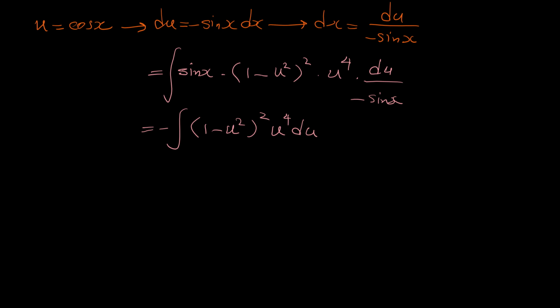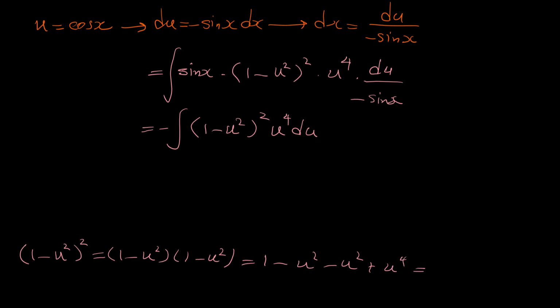For finding this integral, first we have to raise the bracket to the power of 2. We have to open this bracket. 1 minus u squared to the 2 is 1 minus u squared times 1 minus u squared. If you know the identity for raising to the 2, you can use that identity. But if you don't know it, simply multiply the brackets by each other. 1 times 1 is 1, minus u2, minus u2, plus u to the 4. So this equals u to the 4 minus 2u2 plus 1.